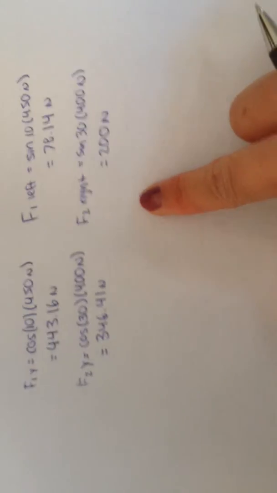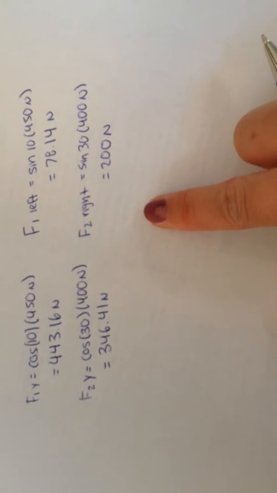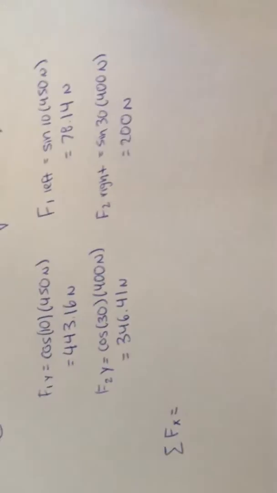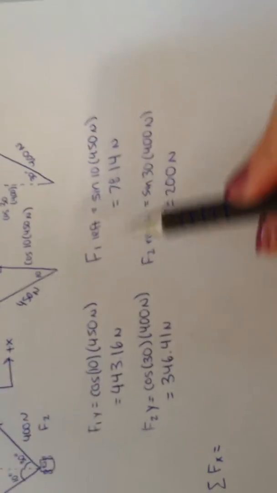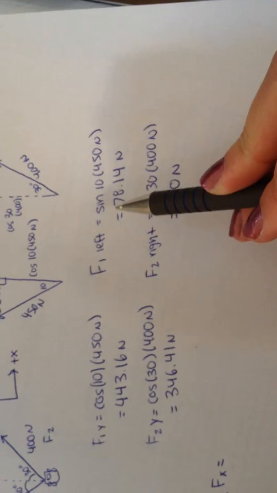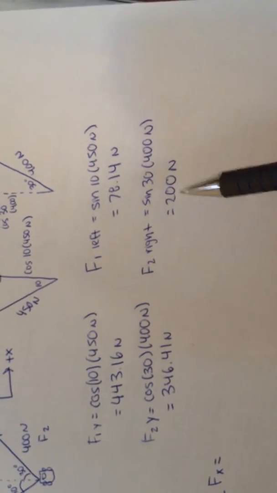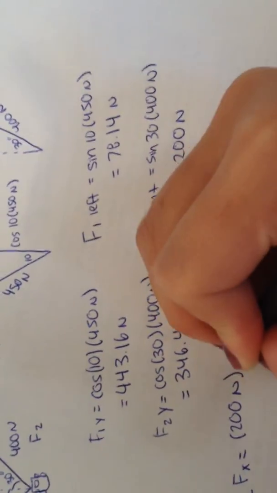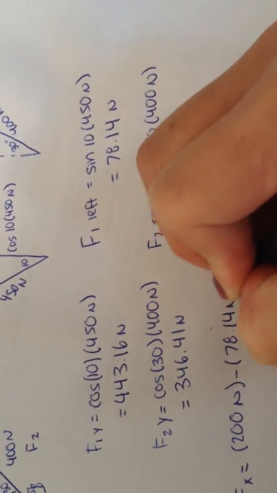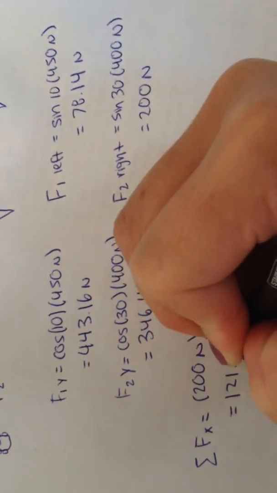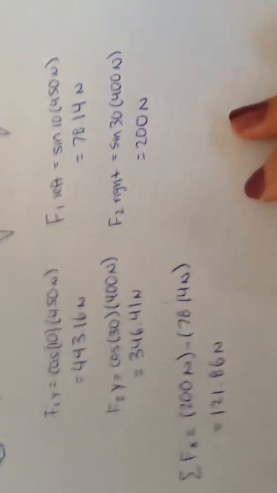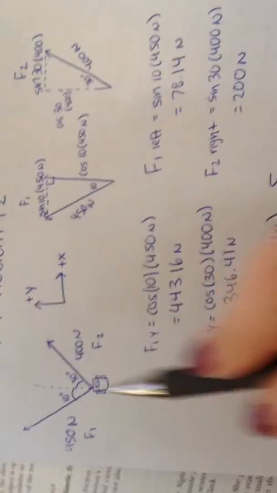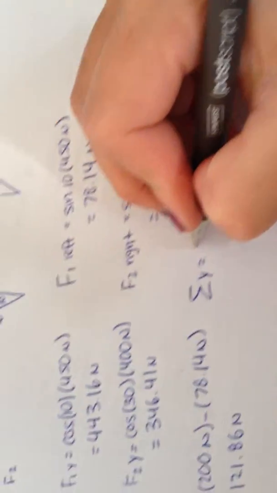So once you have these, you can find your resultant. So your forces all in the x direction, your x direction's left and right. Since you're going left, that's technically a negative direction, and right is a positive direction. So you want to do 200 newtons minus 78.14, and that gives you 121.86. And then your y, they're both in the positive direction because the car's moving up no matter what, so you want to add the two.